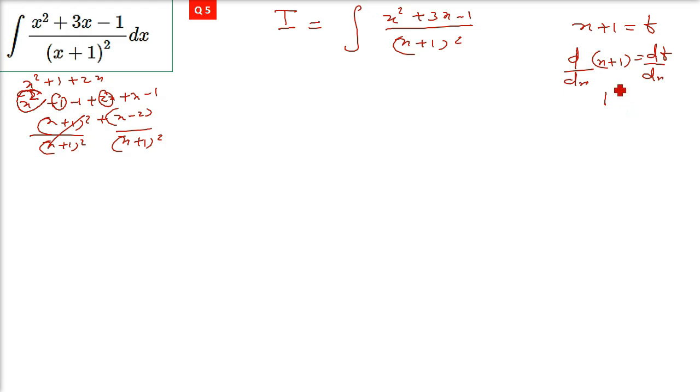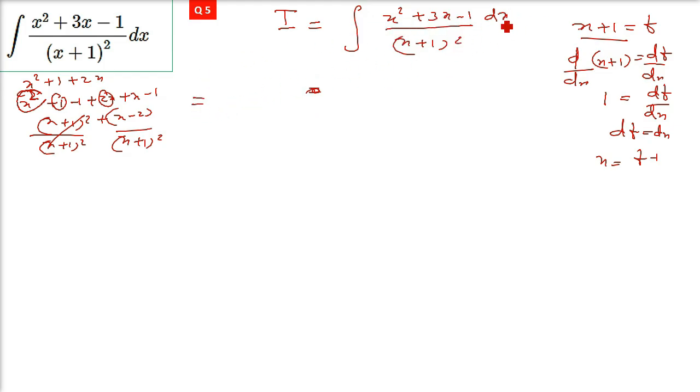So essentially you are getting dt equals dx. So you have dt equals dx. Alright, so this result is one which we are going to use later on. x plus 1 is equal to t. So this whole integration will be changed as per our assumption, because x equals t minus 1. If you take x plus 1 equals t, of course x is going to be t minus 1.